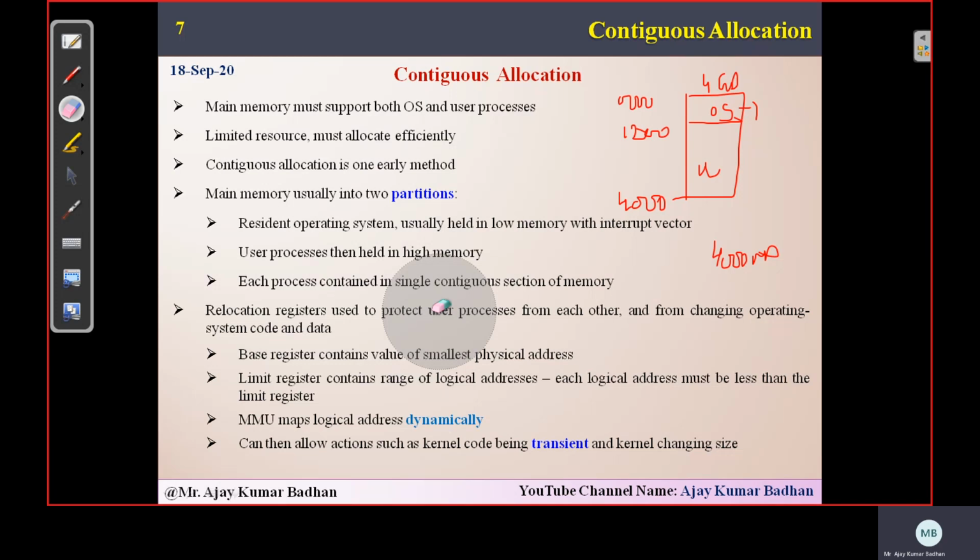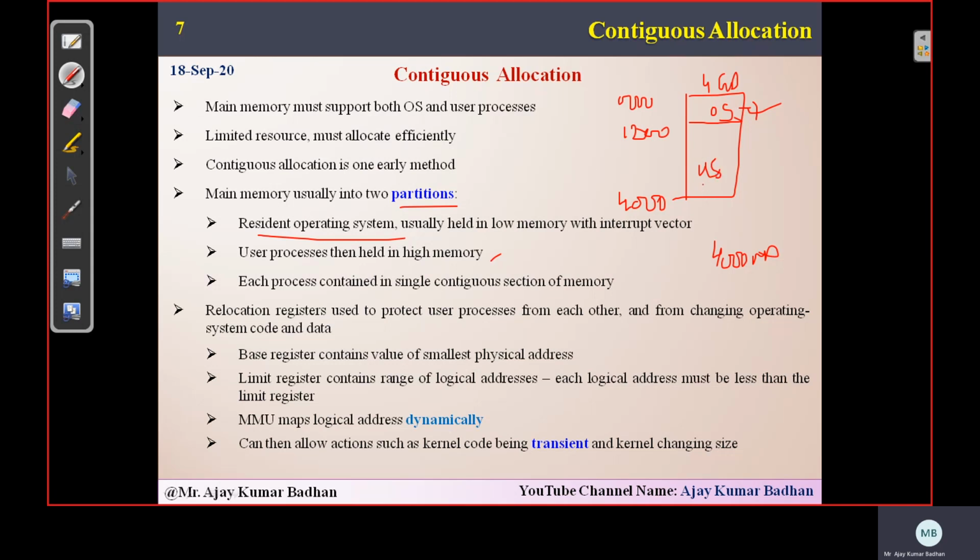So your operating system is divided into two partitions for the residence of the operating system. This is what it's talking about here. The remaining portion is used by your user processes. Now here, before discussing this, we need to see how this memory is allocated.